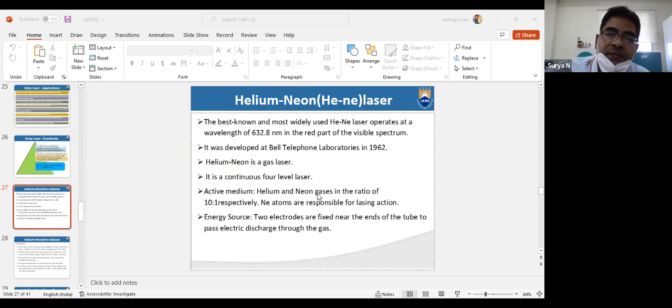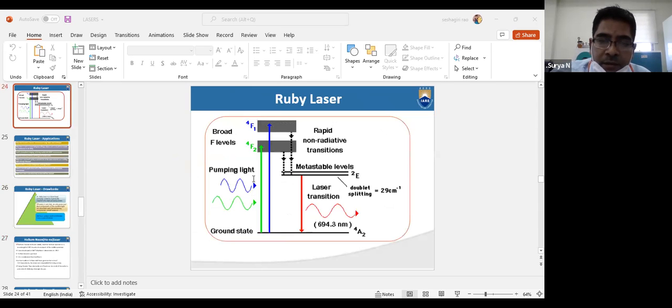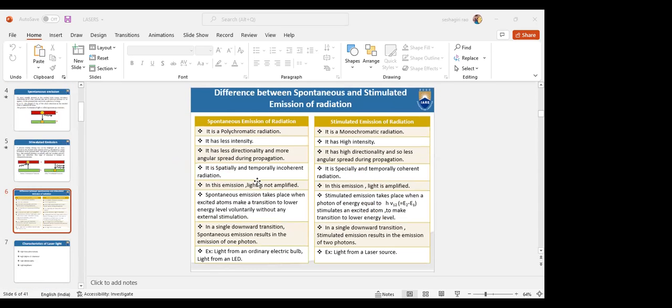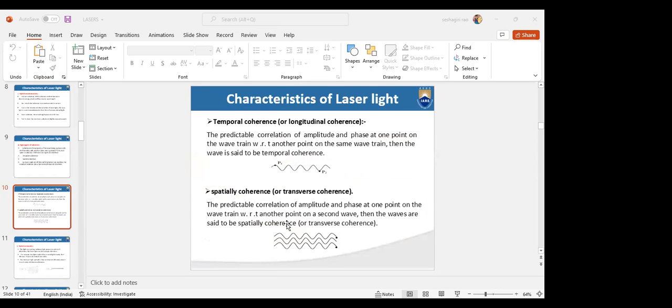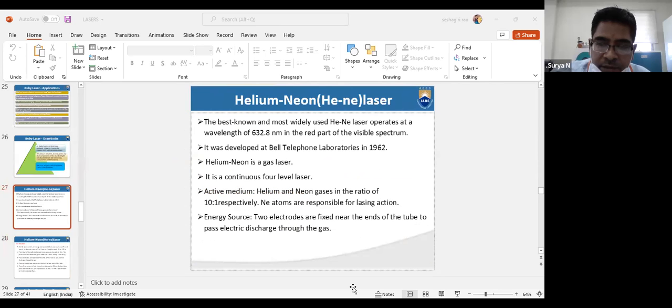We have seen in our previous classes the different types of lasers. Solid lasers, that is the ruby laser and Nd:YAG laser, and gas lasers such as the carbon dioxide laser, the argon ion laser, and the helium neon laser. So this is what we call a gas laser. The helium neon laser is one type of gas laser.